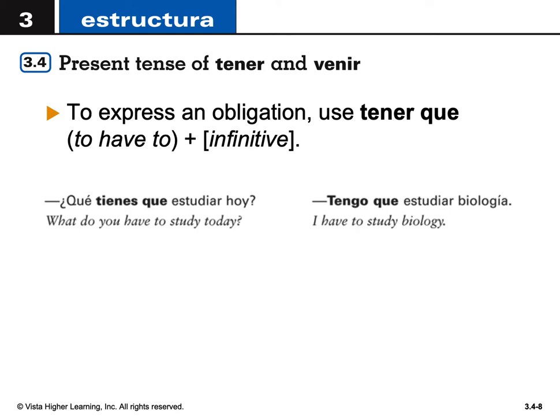Another tener expression, which is not on the previous list, is to express an obligation. And to do that, it's going to be tener que. And that's how you express that you have to do something. Like, ¿qué tienes que estudiar hoy? What do you have to study today? Tengo que estudiar biología. I have to study biology. Okay, so to express having to do something like an obligation, it's tener plus the word que.